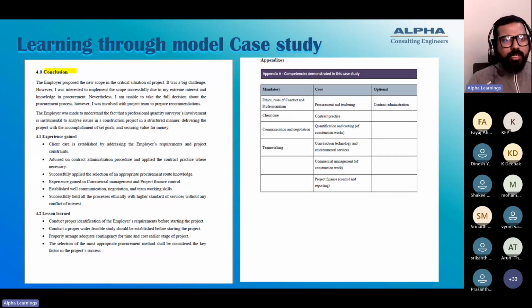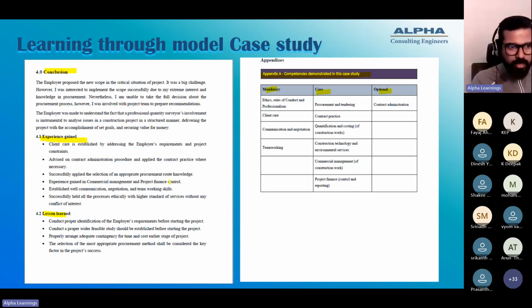Now it's the conclusion. In conclusion, you can see the experience gained and the lessons learned. Then the appendix. This is all the competencies that are demonstrated. This will not be part of the word count. The appendix is exempted from the word count.